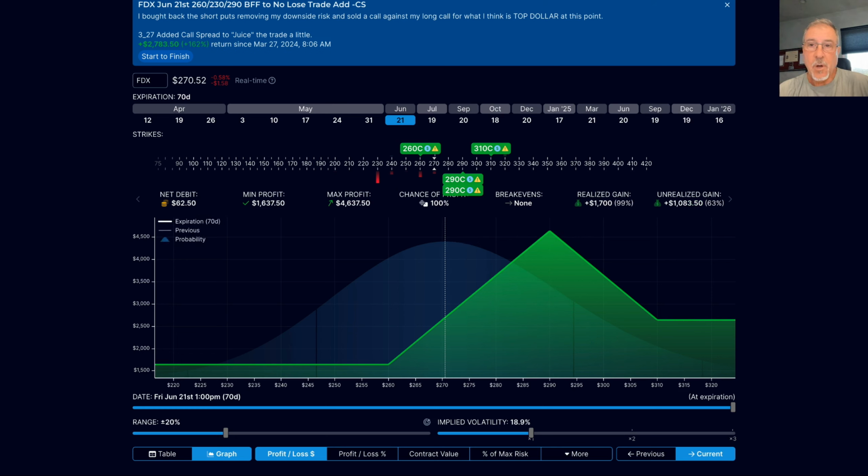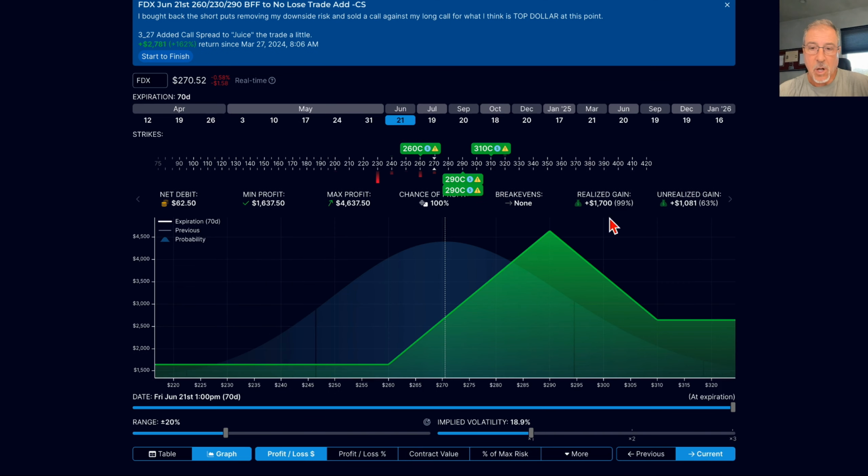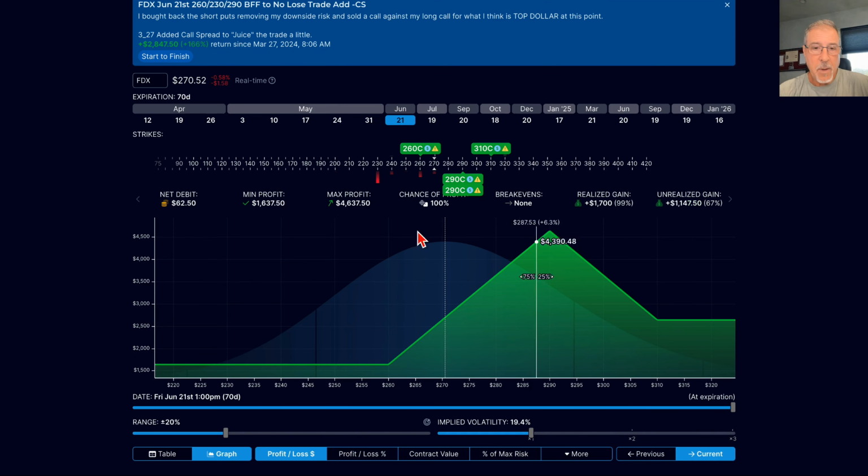Now you'll notice when I made that move, my worst case scenario was to have $942 in profit. But after selling this call spread and bringing in some money, now my worst case scenario is $1,600 in profit. My peak profitability also increased. It went from 3,900, and I'm not shooting for that 3,900 target, I want to be clear on that, but it went from 3,900 to about 4,600.